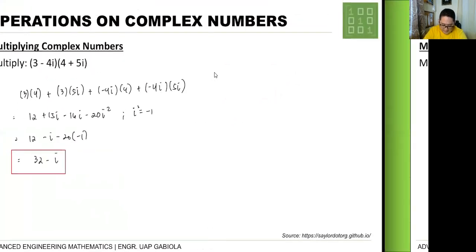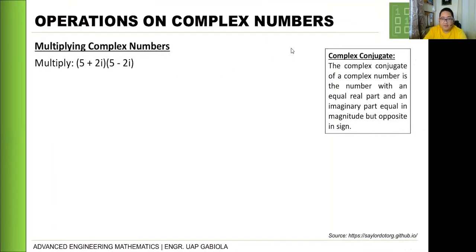Okay? Next is, ayan. So, paano pag halimbawa ganito? So, we have 5 plus 2i tsaka 5 minus 2i. So, as you can see, same yung value ng real sa real. Tapos yung imaginary natin is same yung magnitude niya, magkaiba lang siya ng sign. Okay? This type of number, tinatawag natin siya as complex conjugate. Okay? Ang ibig sabihin ng complex conjugate? A complex conjugate is a number wherein yung real part niya is equal ang value. So dito yung real part natin is 5. And then dito, yung imaginary part niya is may equal siyang magnitude pero opposite in sign.